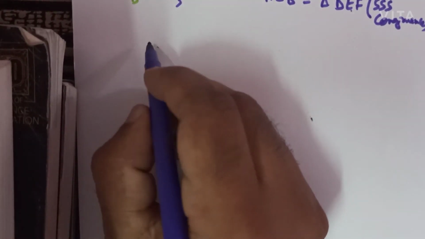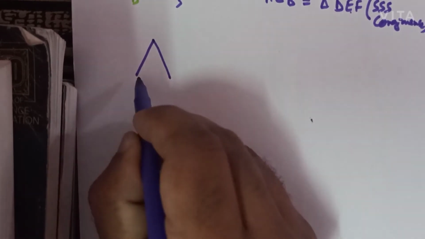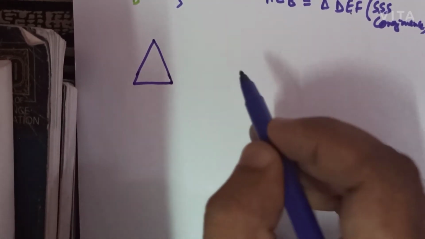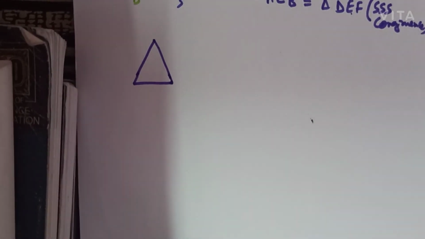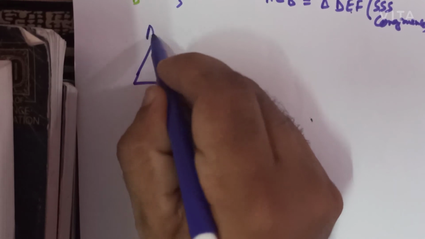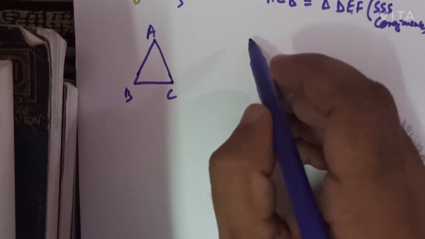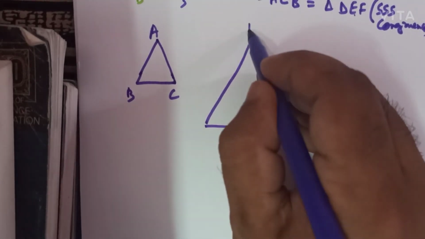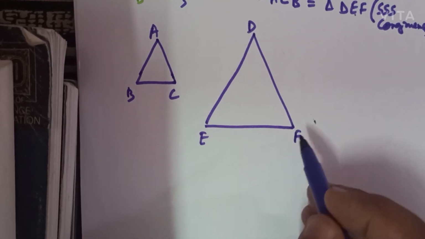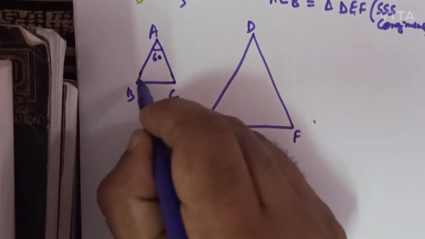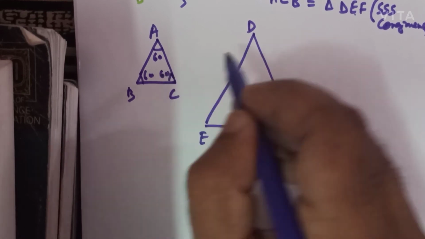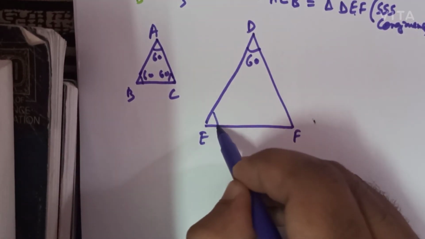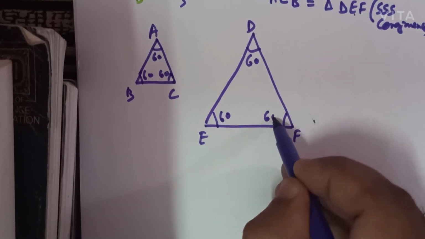Let's see how. Suppose we are taking two equilateral triangles. You know what an equilateral triangle is? An equilateral triangle is a triangle in which all the three angles are equal to 60 degrees and all the three sides are equal. Let's take this triangle as ABC, and the other triangle is also equilateral, that is DEF. So the angles of each triangle will be 60 degrees each in ABC and in DEF also, because both are equilateral triangles.